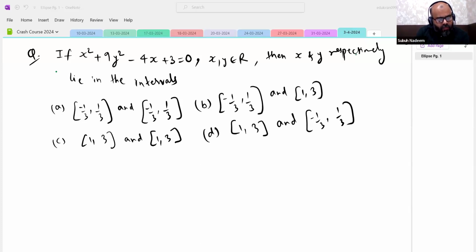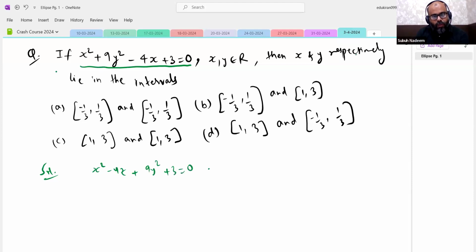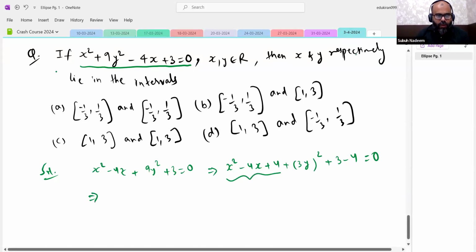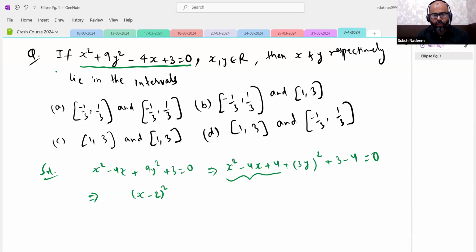So what we have to do is, let us see this one. You can write it as x square minus 4x plus 9y square plus 3 equal to 0. Then you can write it as x square minus 4x plus 4, and also you will subtract 4 because you have added 4, plus 9y square can be written as 3y whole square is equal to 0. So we can do like this. Now these three terms will become a perfect square, x minus 2 whole square plus 3y whole square, and 3 minus 4 is minus 1 equal to 0.